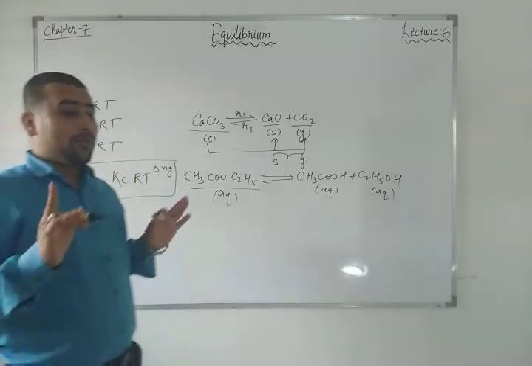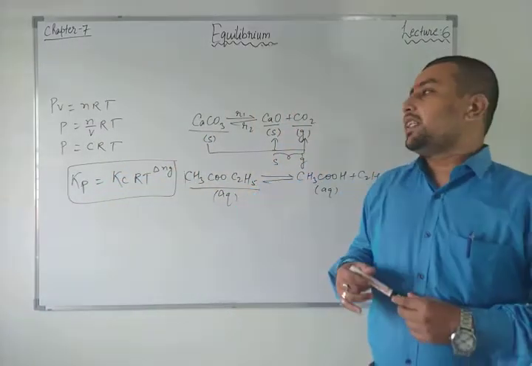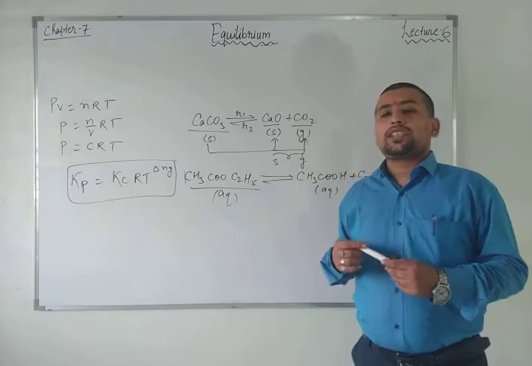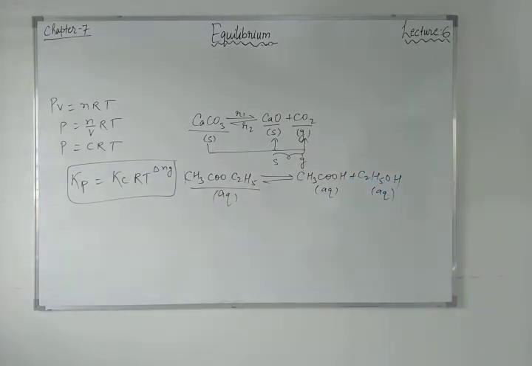If you have not seen those videos, then go through my channel, open the links. You will get lecture 1, lecture 2, lecture 3, lecture 4 and lecture 5 of this chapter, equilibrium. Now delta n is the number of moles of gaseous products minus the number of moles of gaseous reactants in a balanced chemical equation.